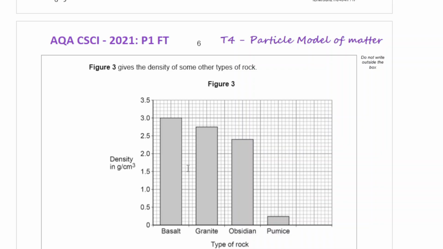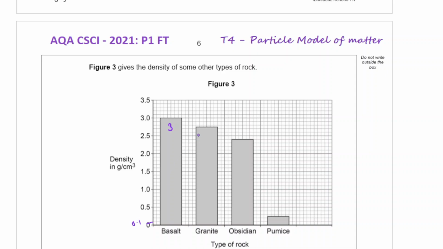Figure 3 gives the density of some other types of rocks. So you have basalt. The type of rock is on the x-axis. Basalt density in gram per centimeter cube is given in the y-axis. So basalt is actually 3. If you look at the scale, 0.5 goes up after 5 boxes. So each box is 0.1.